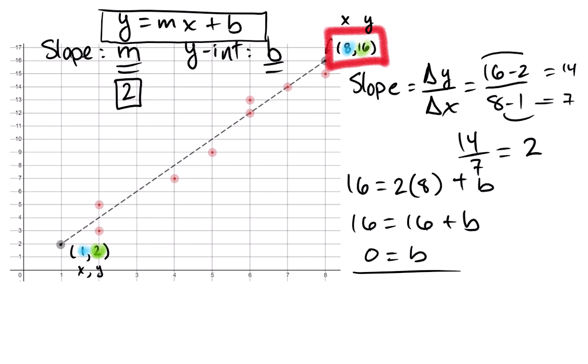My y-intercept is b, which is 0. So the equation of this line of best fit ends up being y equals 2 times x plus 0. And that's it.